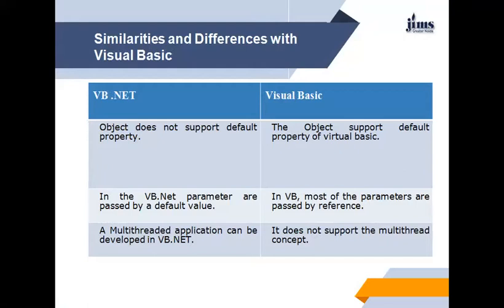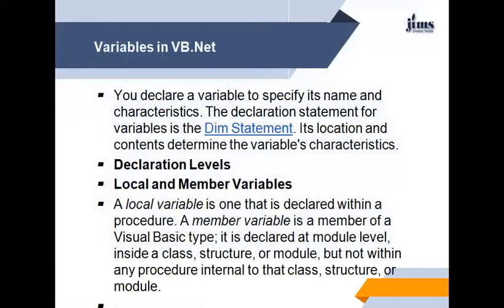In Visual Basic, most of the parameters are passed by reference, but in VB.NET, parameters are passed by default by value. In Visual Basic, it does not support the multi-thread concept, but VB.NET supports it, and multi-threaded applications can be developed in Visual Basic .NET. So these are the differences. Now we will discuss variables.